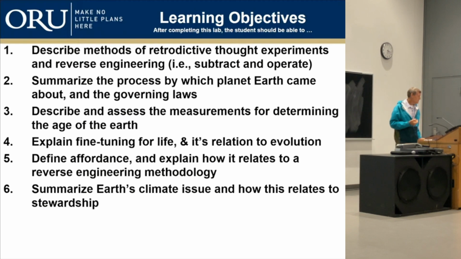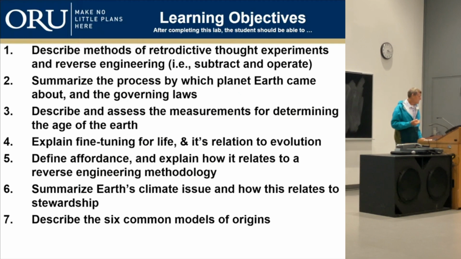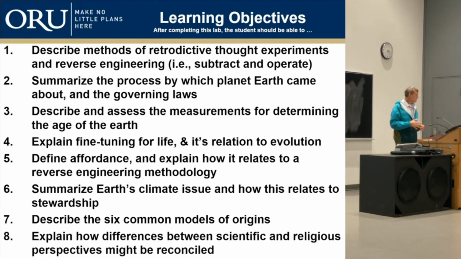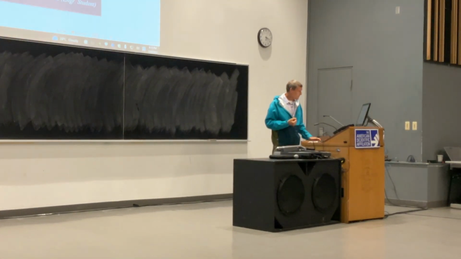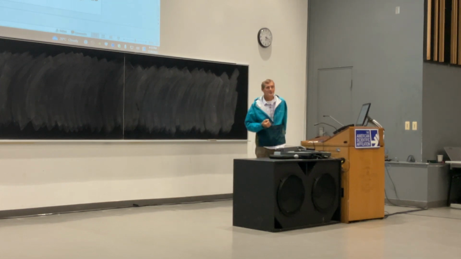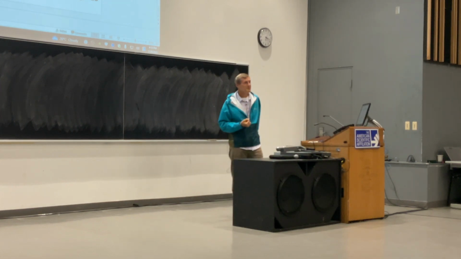Summarize Earth's climate issue and how this relates to stewardship as an example. Describe the 6 common models of origins, and then explain how differences between scientific and religious perspectives might be reconciled. And that last point is one of the things I really want to get at, is have the students hopefully have an aha experience where they don't have to decide between scientific and religious perspectives. That's it. That's all. Just that in 3 hours of lab experience.